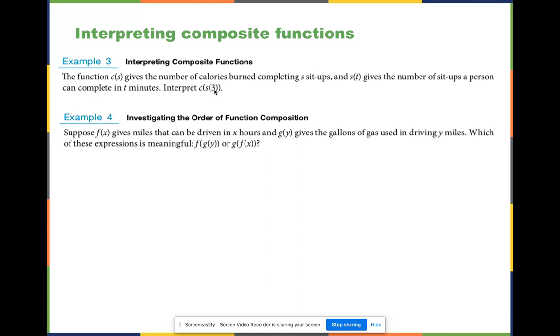So let's think about the internal function first. S of 3 is the number of sit-ups a person can complete in 3 minutes. That's what S of 3 means. This bigger function, C of S of 3, takes the number of sit-ups a person can do in 3 minutes, and the output is the calories burned by doing that number of sit-ups. So altogether, the meaning of this composition of functions is the number of calories that a person can burn in 3 minutes by doing sit-ups.